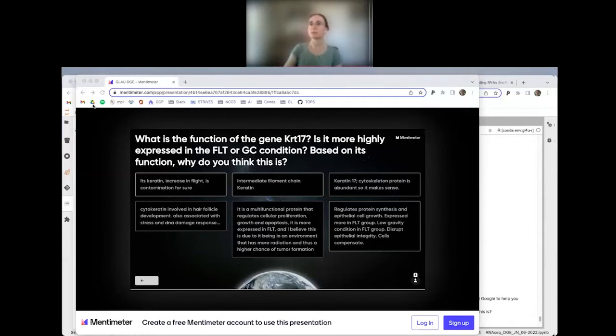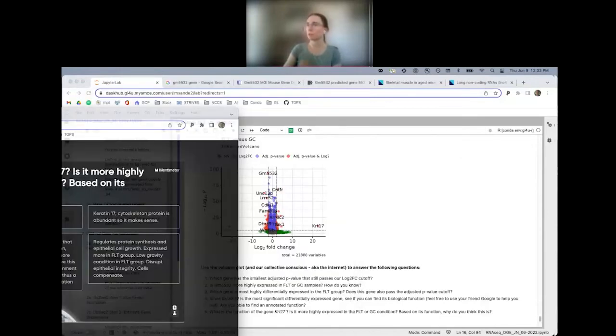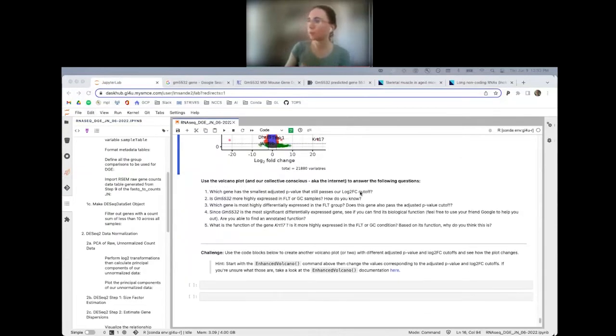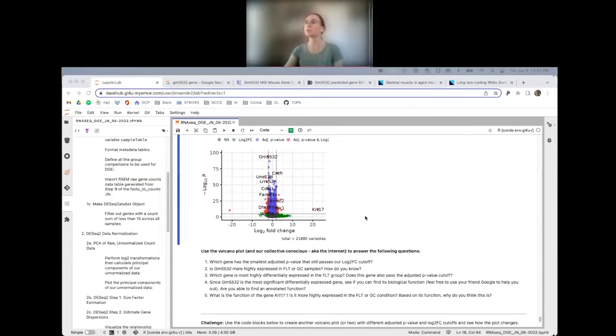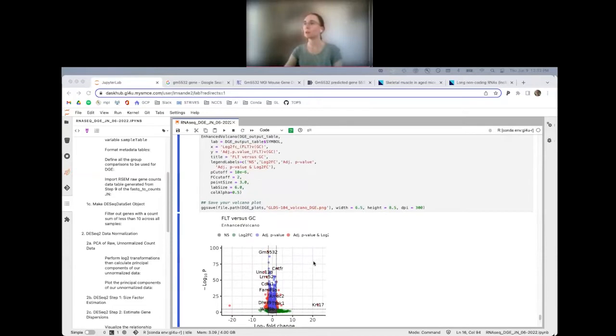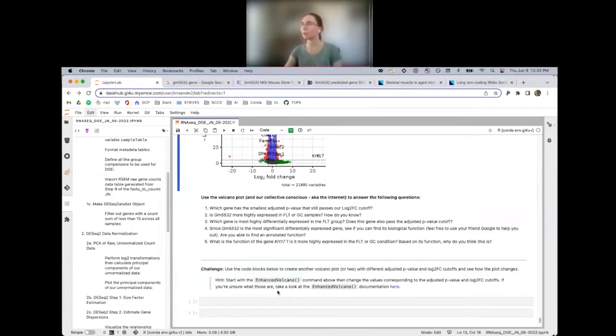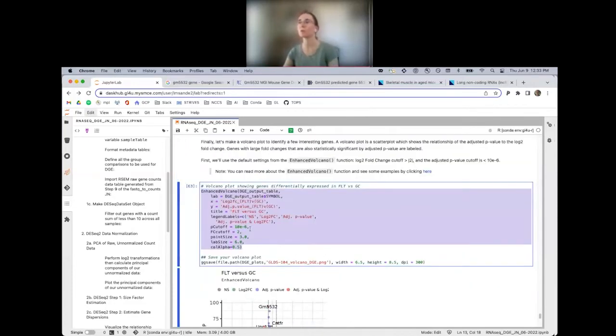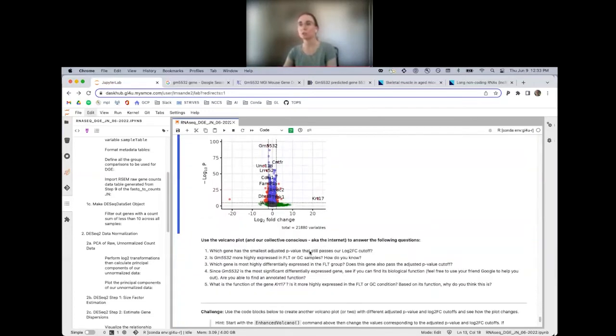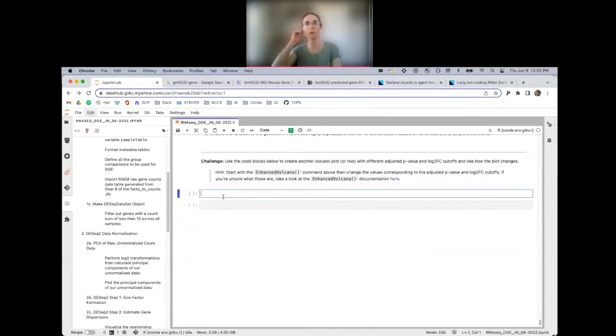All right. So that brings us to our very last challenge here. We made this volcano plot using the default cutoffs. So go ahead and recreate this plot in the empty code blocks here, and you can play around with the values that you provide for the adjusted p-value cutoff and the fold change cutoff and see how this plot changes. Once you have a plot that you're happy with, if you feel comfortable, go ahead and share that code in the chat so we can all see it.